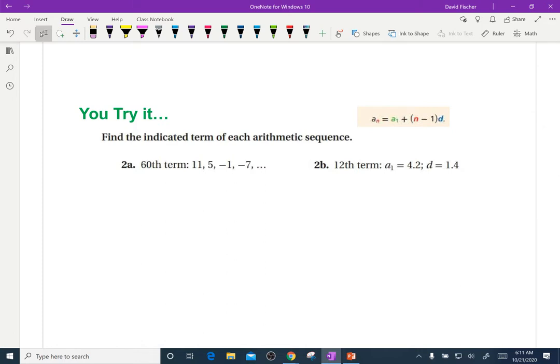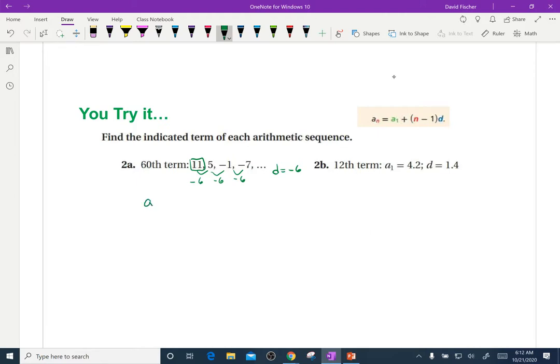I want to find the 60th term. We don't want to. Let's see what it is. From 11 down to 5. I'm going down by 6, it looks like. Going down by 6. Going down by 6. So my difference is a negative 6. I need to know what my first number is, 11. So I'll get you started on writing this one.